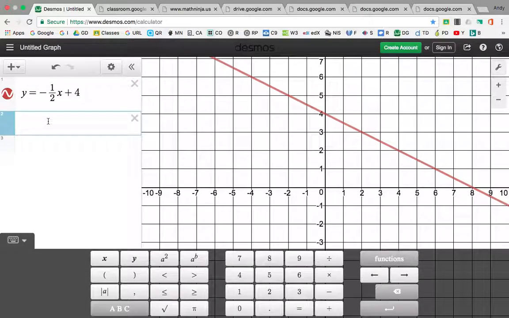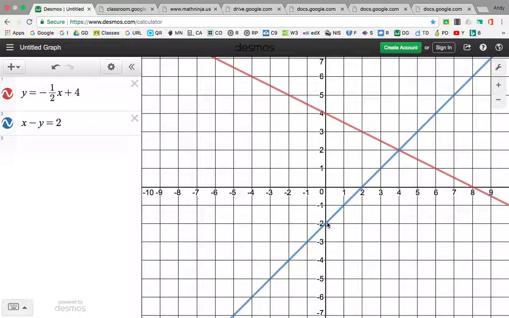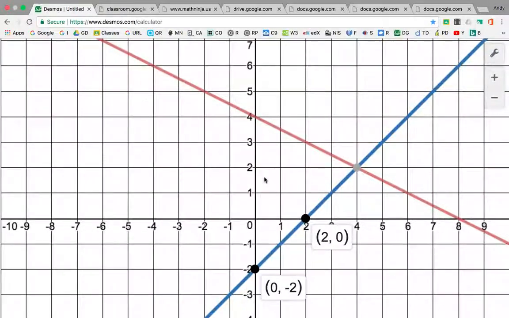Okay, so the second line is x minus y equals 2. Okay, so there's my second line, and I can see the two intercepts of those lines are (2, 0) and (0, negative 2). So those are solutions of the second line. But what I want to know is, what is the solution to the system?